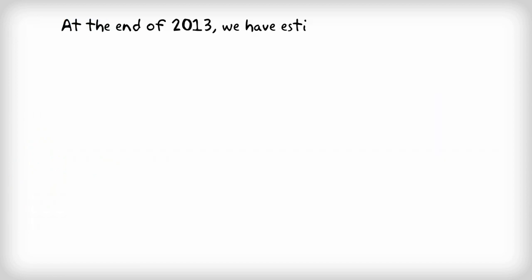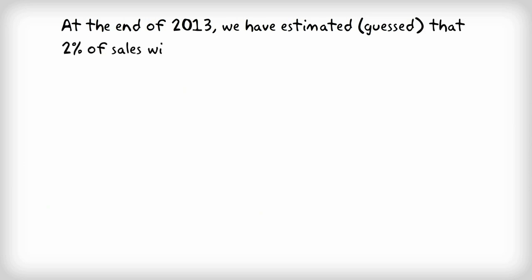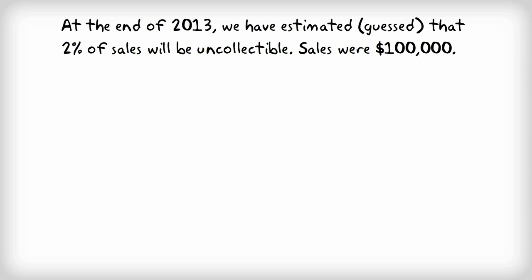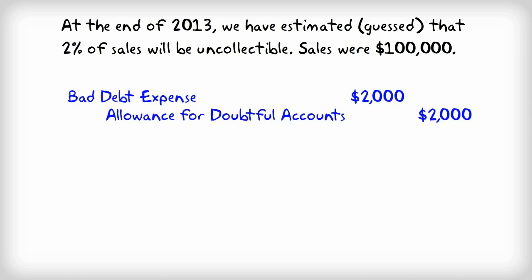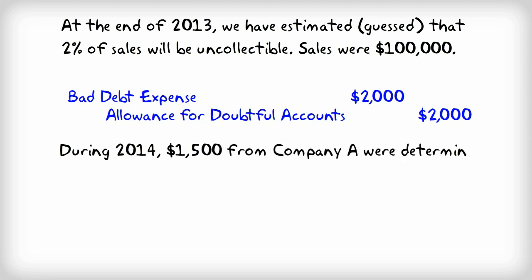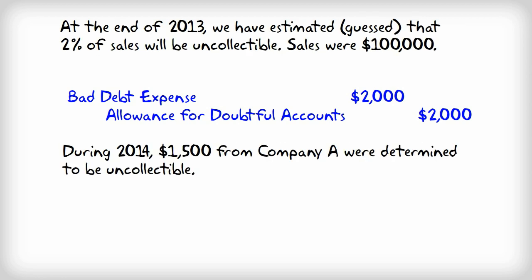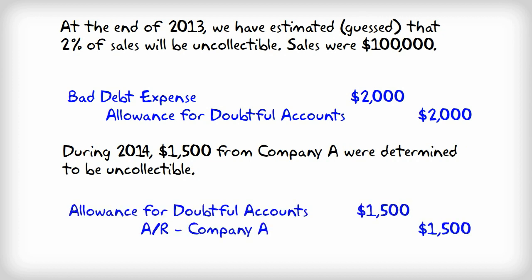At the end of 2013, we have estimated that 2% of sales will be uncollectible. Sales equaled $100,000. We concentrate on the income statement and therefore we calculate the bad debt expense. Therefore, we debit bad debt expense for $2,000 and we credit allowance for doubtful accounts for the same amount. During 2014, $1,500 from company A were determined to be uncollectible. Now we write off the accounts receivable from company A and we write it off against the allowance for doubtful accounts.